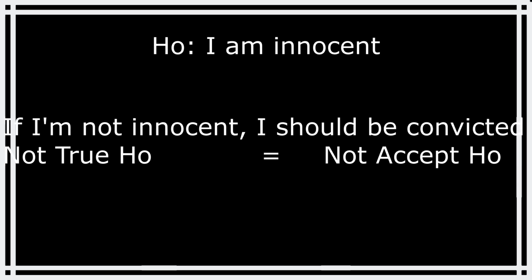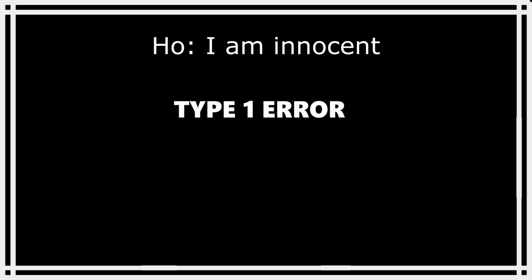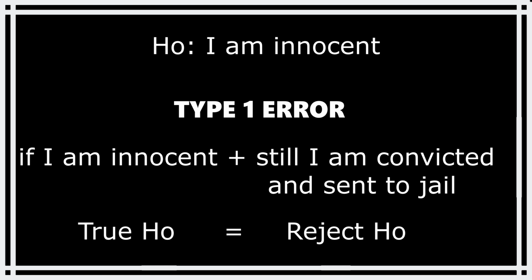And if I'm not innocent, that means I'm guilty, then I should be convicted by the judge and I will go to jail. So that's how it would go. If I'm innocent, if that is true, I will be acquitted. If I'm innocent, that is not true, then I will be convicted. But in type 1 error, if I'm innocent, it is true, then I am convicted, I will go to jail.